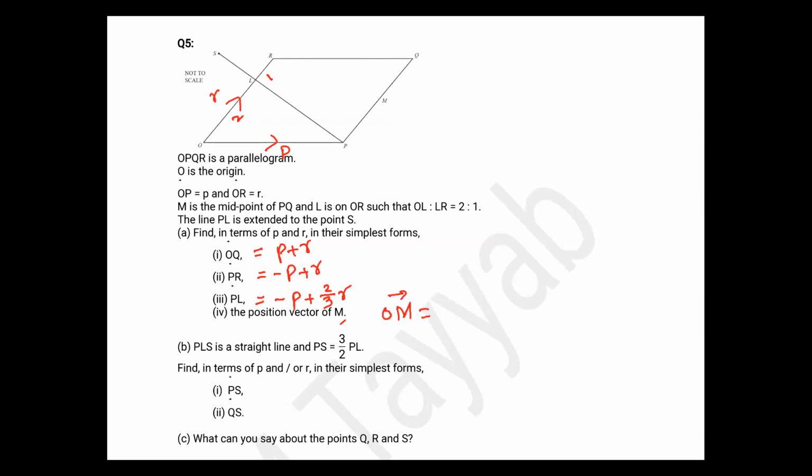Yes, Alize. Can you tell us the path for OM? Sir, P plus half R. Yes, you are right. So O to M is O to P, which is vector P. And P to M, we know M is a midpoint, so PM is half of R. So P plus half R, good. Okay, now B part, PLS is a straight line.